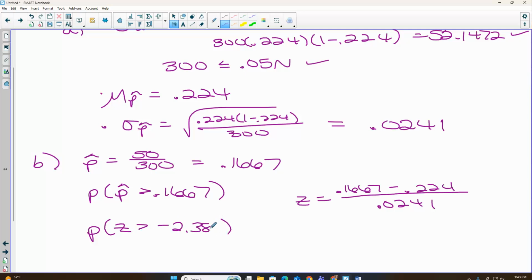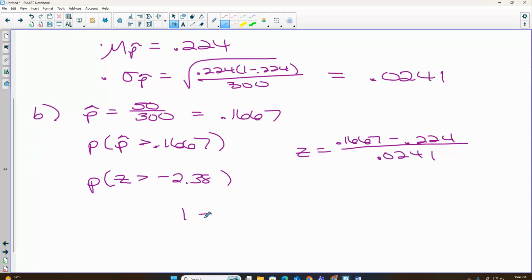All right. So the probability of being greater than that is 1 minus. Then we look up negative 2.38 on our table, and it is 0.9913. Do we need to look at C? You just have to find the probability of 0.18 being less than that. And what does it take to be unusual? Under 5%.